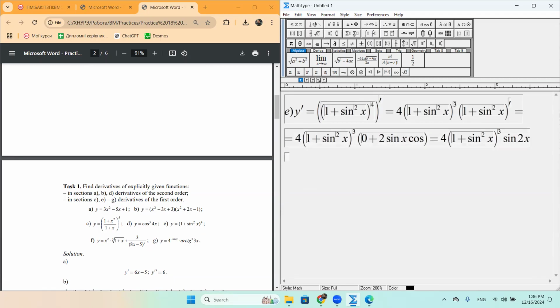Okay, no questions. And now part F. Here we have such a not convenient expression, of course, but it wouldn't be interesting if it were just a polynomial, for example. So here we have a combination of rational and irrational functions.